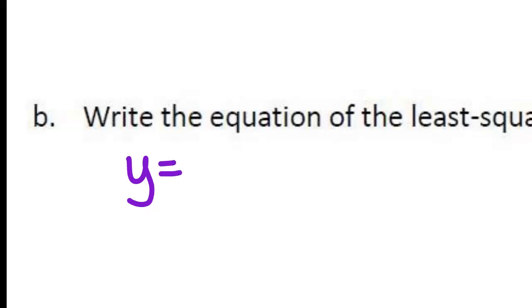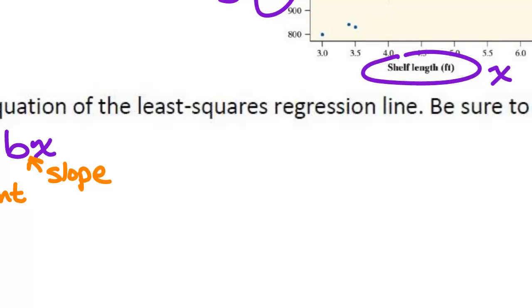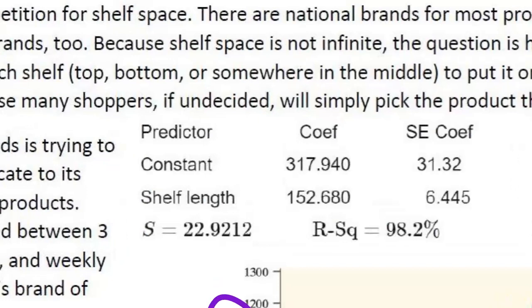We do Y equals, I think it's A plus BX, is the way it's listed in the calculator. Y-intercept comes first, which is different than in algebra. And then B is our slope. So my regression equation is going to be sales hat. You could also write predicted sales, but the hat means predicted. Sales hat equals. Now I need my y-intercept. That is the constant.